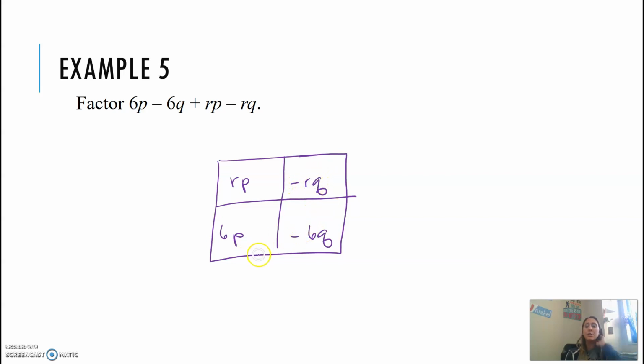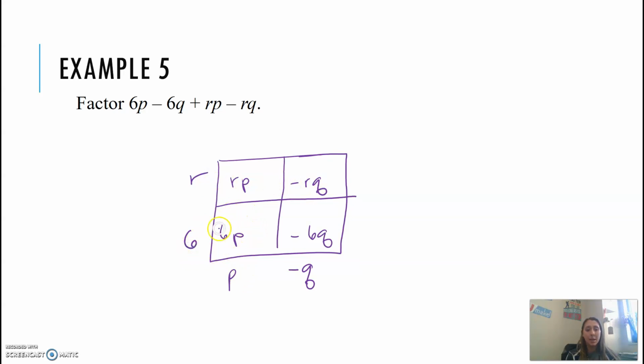Then I'm going to do just like what I would do with the box and diamond, but without the diamond. Now I just have the box. If I go this way, 6 is the greatest common factor. If I go this way, p is the greatest common factor. Going this way, negative q is the greatest common factor, and here the greatest common factor is a positive r. Then I'm going to quickly make sure it works.